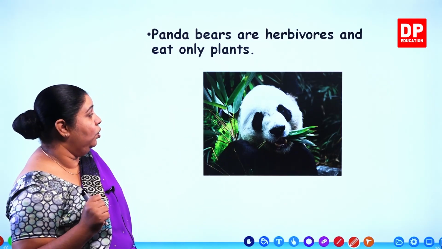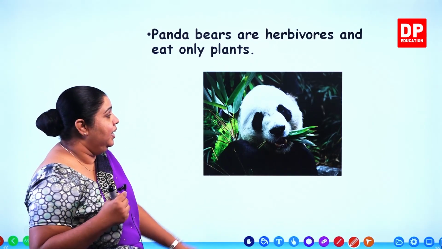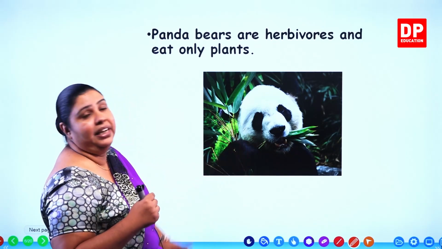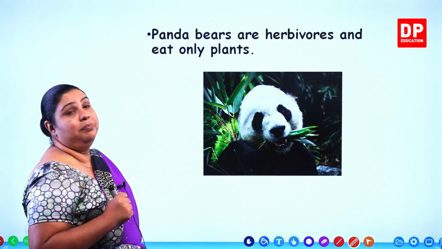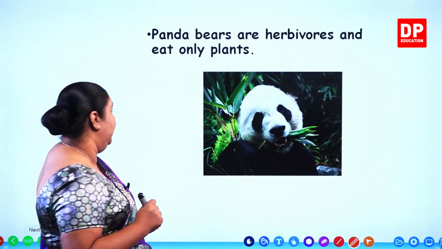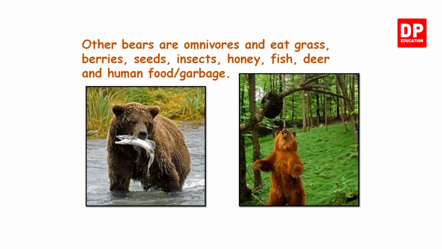So if we want to see pandas, you have to go to China. Can you see? They eat only leaves. They eat bamboo leaves. So now this particular bear type eats only plants. Other bears are omnivorous and eat grass, berries, seeds, insects, honey, fish, deer, and human food and garbage.